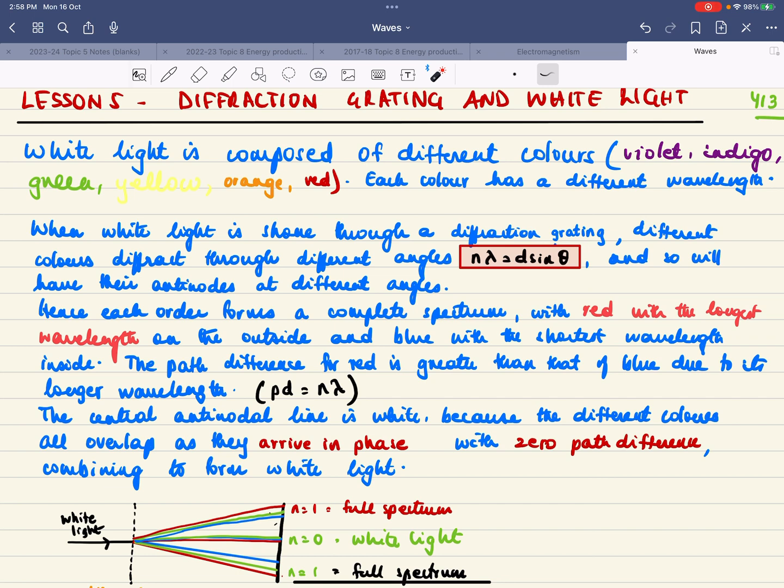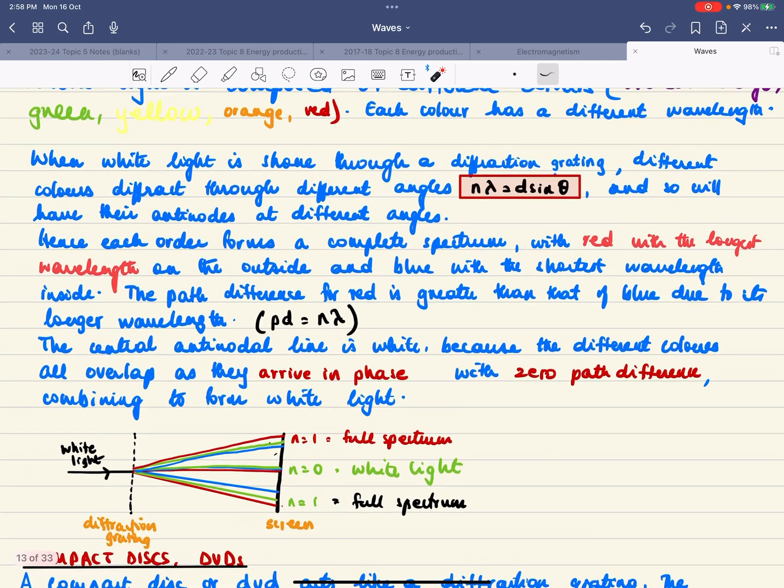Why? Because their wavelengths are different, their path difference is going to be different, and so they will have their antinodes at different angles. Hence, each order forms a complete spectrum, with red, which has the longest wavelength, on the outside, and blue, which has the shortest wavelength, on the inside. The path difference for red is greater than that of blue due to its longer wavelength. You need to talk about this path difference in your answer.